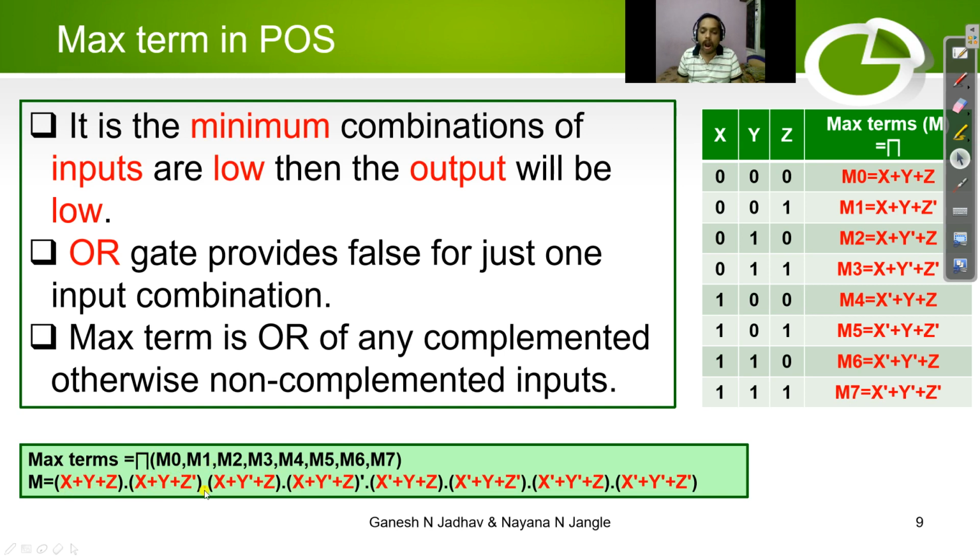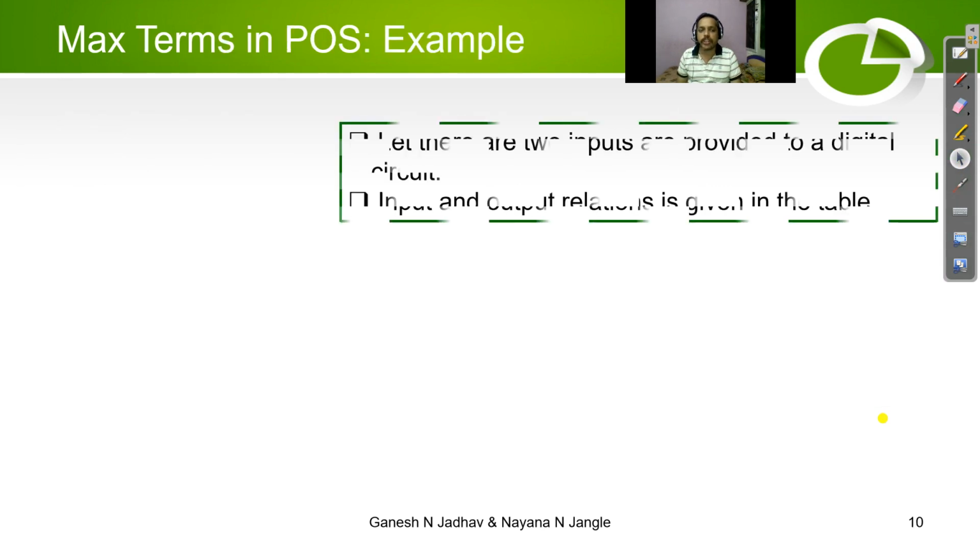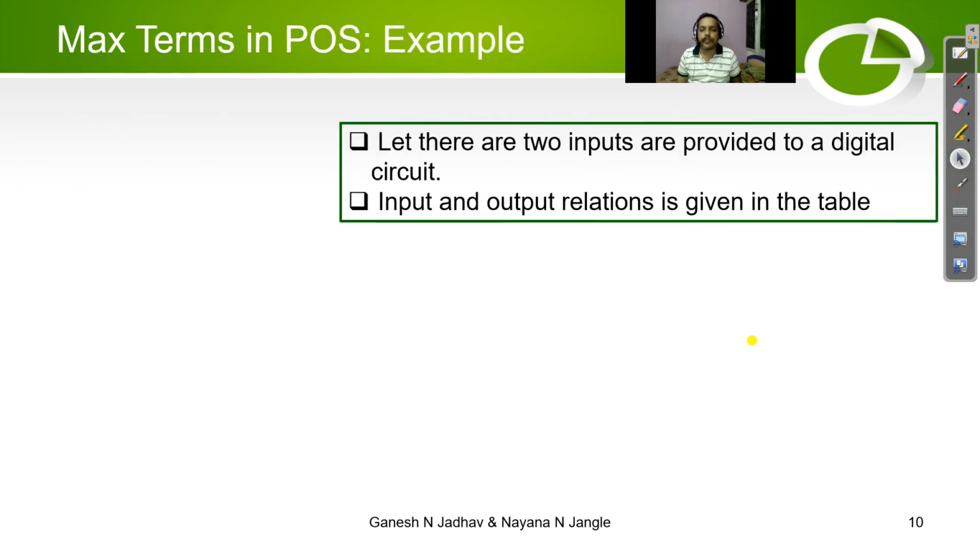x plus y dash z, all terms are multiplied. These all terms are multiplied together. So let's see the example of how to develop the POS equation in input and output form. Then we will better understand how to write down the POS equation. So, max terms in POS.